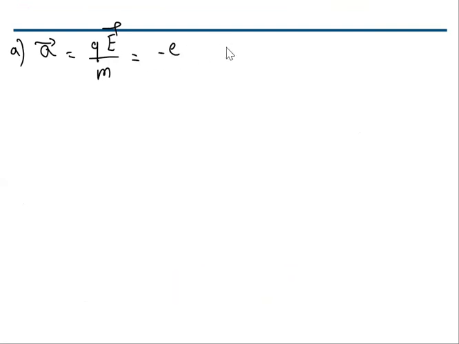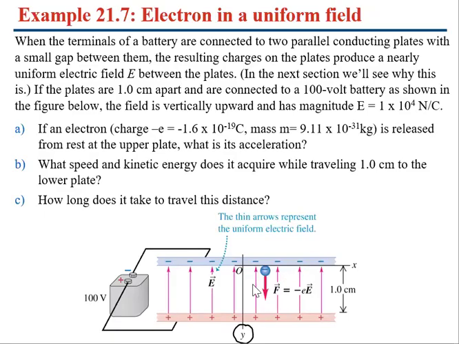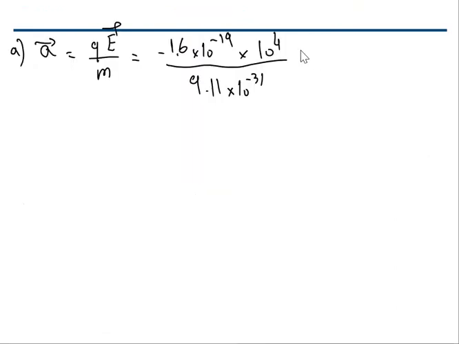Q is minus e. The electric field is 10^4, minus e is 1.6 times 10^-19, times 10^4 over the mass of the electron, which is 9.11 times 10^-31. Okay, in which direction? Is it along y or along negative y? It's with the y. The electron is moving with the y, downward. So let's write j, and we write here downward. Very good.